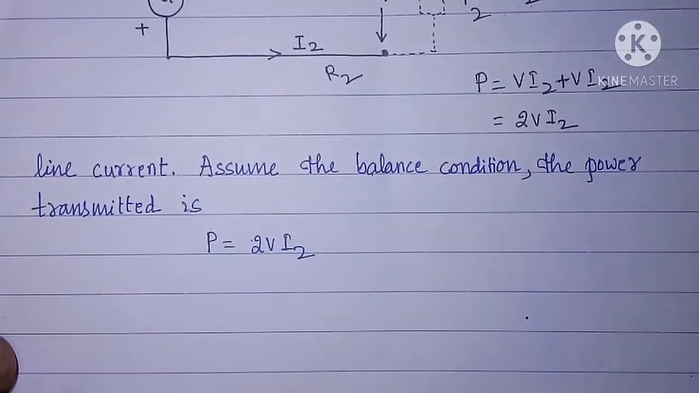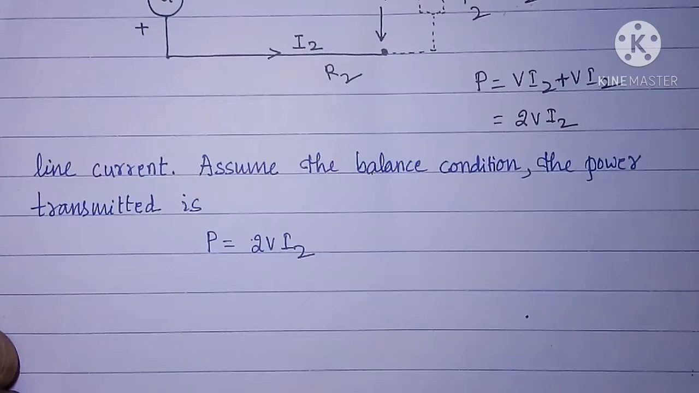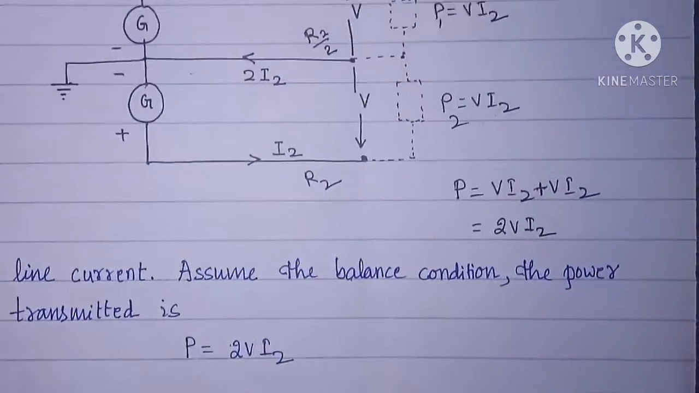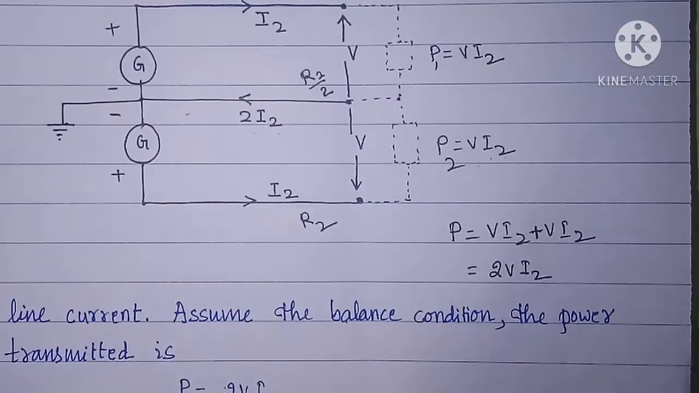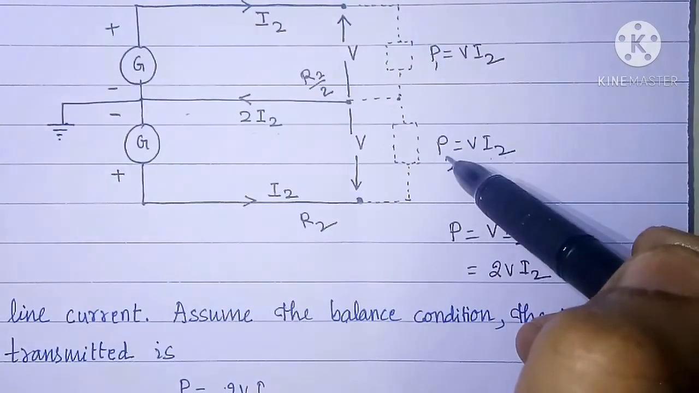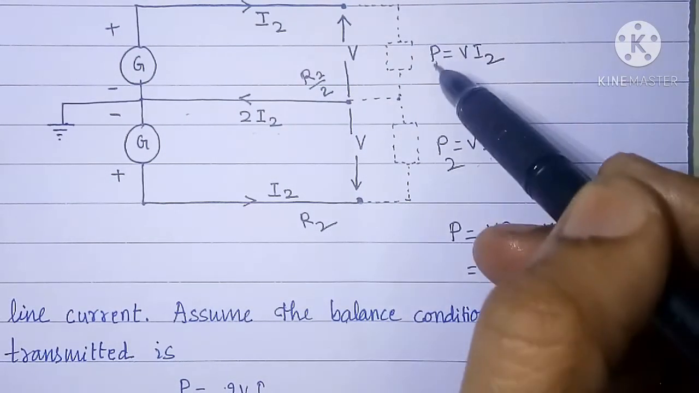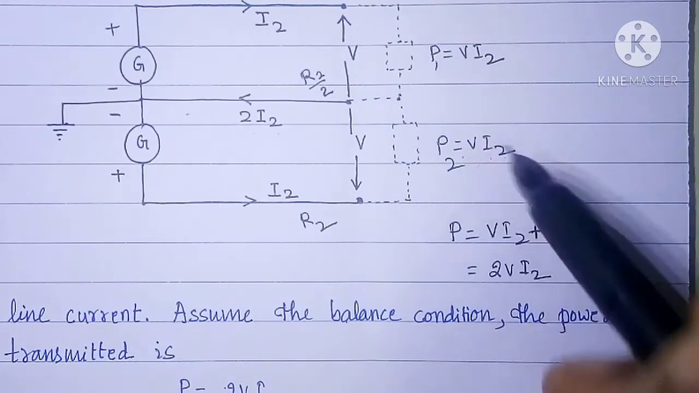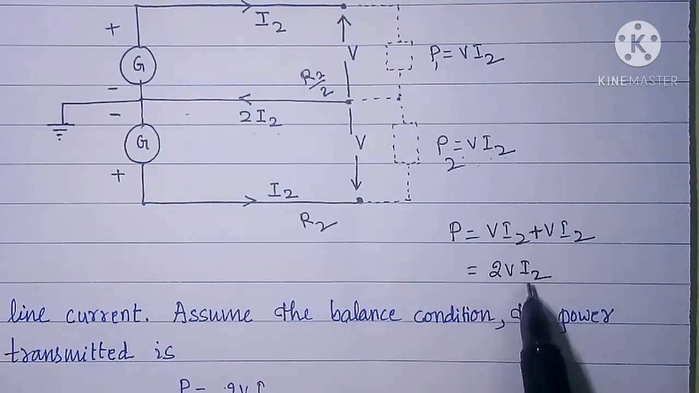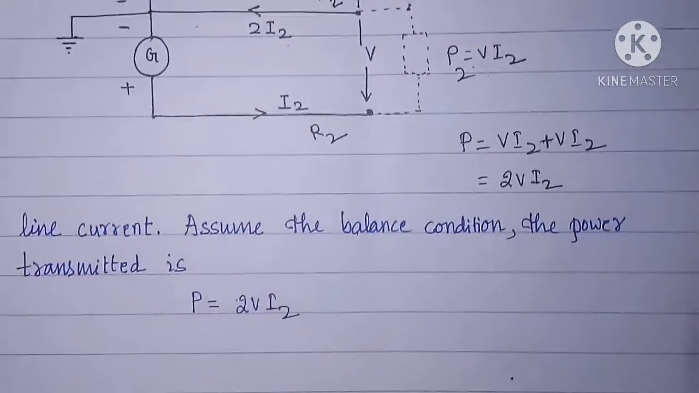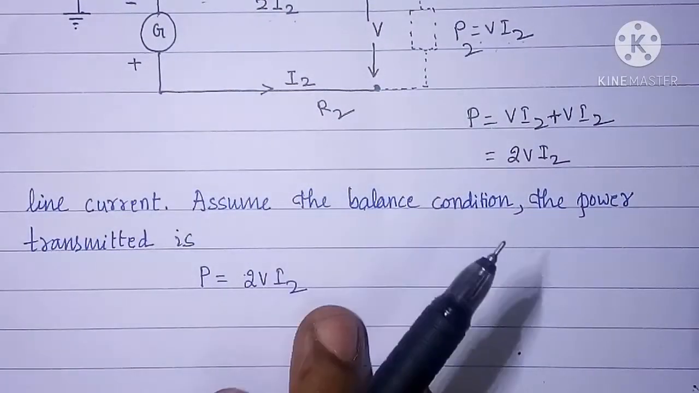We have already seen what is the balanced condition. The balanced condition means the power consumed by the two loads are equal, that is P1 equal to P2, and for that the total power consumed is 2 into V into I2. This same power now we have written here, P equal to 2 into V into I2.